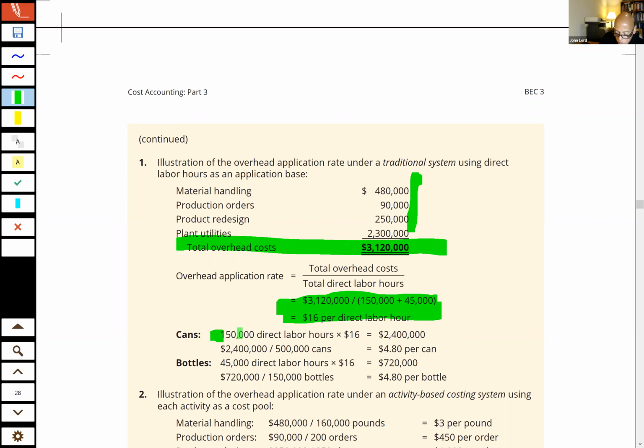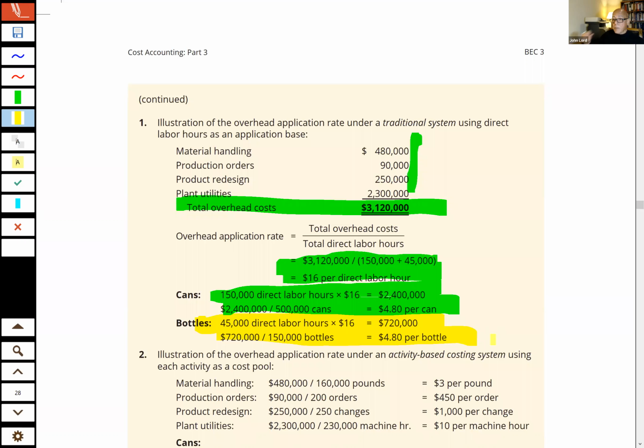And then if the cans use 150, that's 2,400,000 allocated to the cans, 500,000 cans. That means it's 480 per can. And looky how interesting this is. If it's the number of bottles, the 16 times the 45 direct labor hours for the bottles, the total cost of 720,000 divided by the 150,000 bottles, it's 480 per bottle, 480 per can. This company should be indifferent in terms of cost anyway, of what it costs them to produce bottles versus cans.